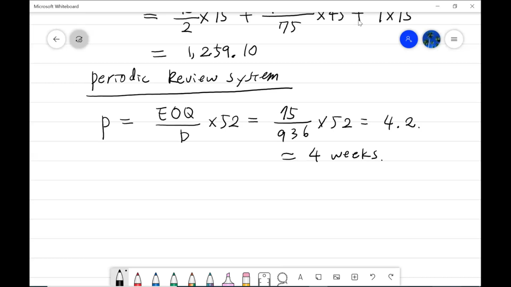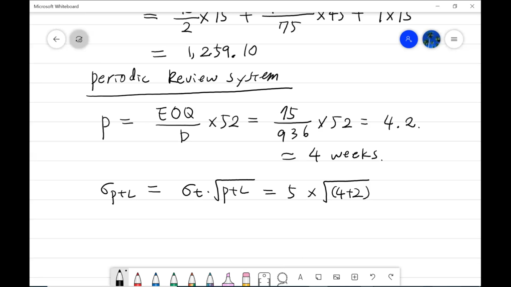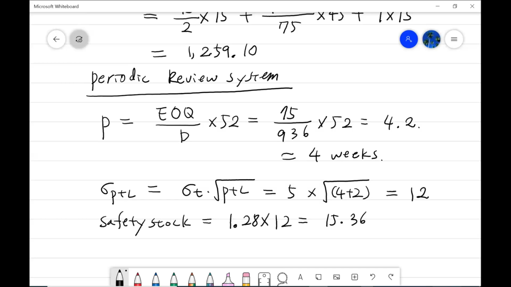And then calculate the target inventory level first. I need to know sigma P plus L, the standard deviation of demand during the P plus L time. That is sigma D multiplied by the square root of P plus L. That is 5 multiplied by the square root of 4 plus 2, that is 12. And then safety stock becomes 1.28 multiplied by 12, that is 15.36. It's about 15.